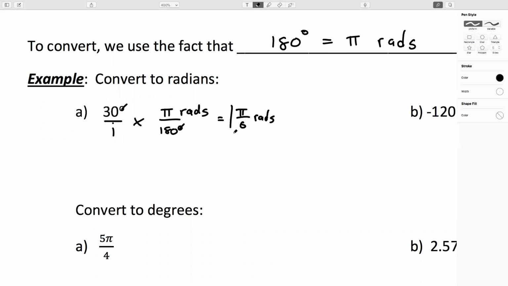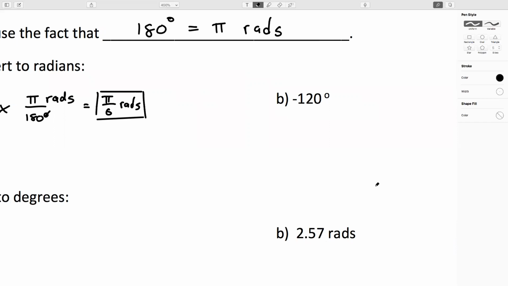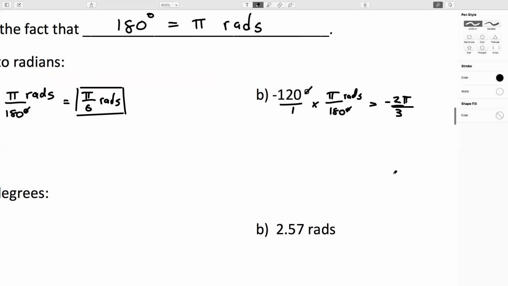That is a number that you will see many times. Next, negative 120, we can do the same sort of strategy. Negative angles are still angles. So negative 120 over 1 times pi over 180. Technically, it's degrees and radians, and I'm probably not going to write that every time. The degrees will cancel, and you'll be left with negative 2/3, or negative 2 pi over 3 radians.